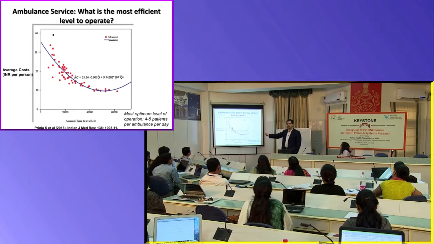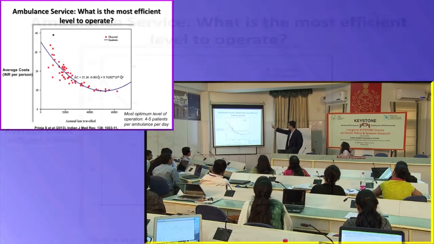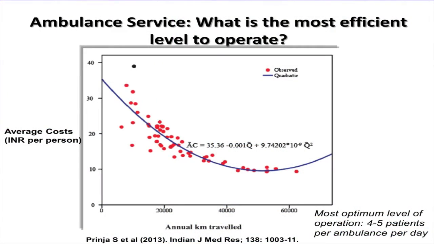How many ambulances should you station in a given area? This is the level at which different ambulances are operating in terms of the distances travelled and in terms of the average cost. You see, as you increase the scope of work, your unit cost keeps coming down.